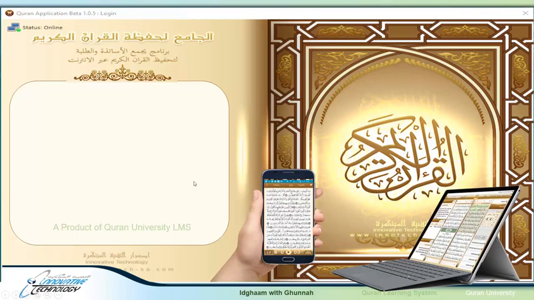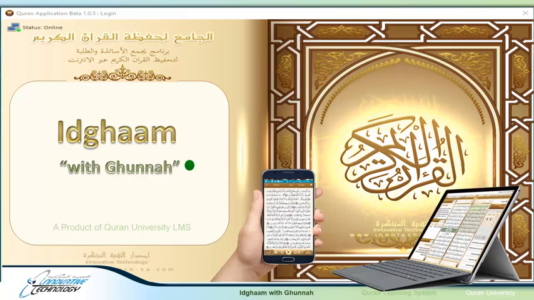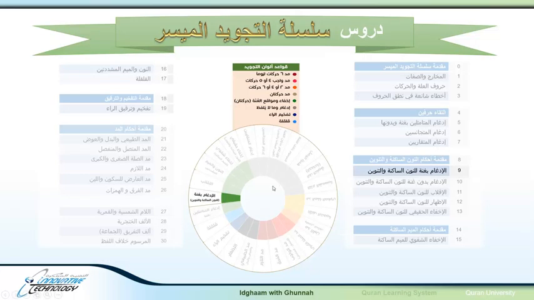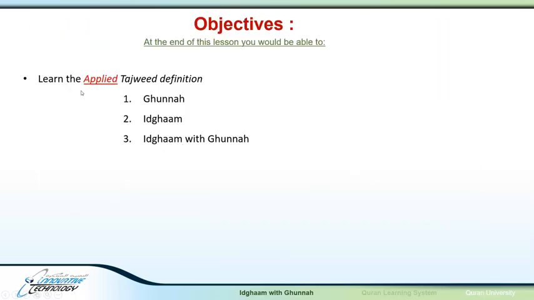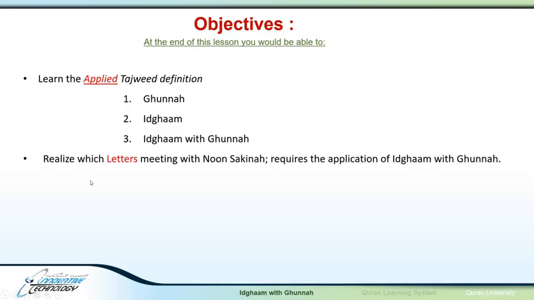So let's start, Bismillah ar-Rahman ar-Rahim, with our topic for this lesson, which is Idghaam with Gunnah for Nun Sakinah and Tanween. And the name in Arabic is Al-Idghaam bi Gunnah lin-Nun as-Sakinah wa at-Tanween. In this lesson, we'll be learning to apply the Tajweed definition of Gunnah, Idghaam, and then the combined definition of Idghaam with Gunnah. Then we're going to indicate and realize which letters meeting with the Nun Sakinah would require the application of the Idghaam with Gunnah Tajweed rule.